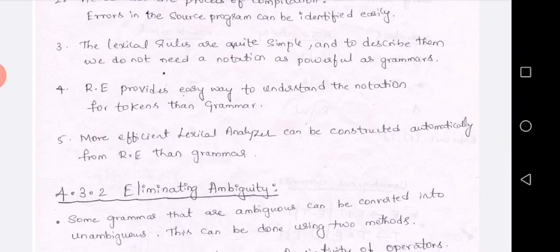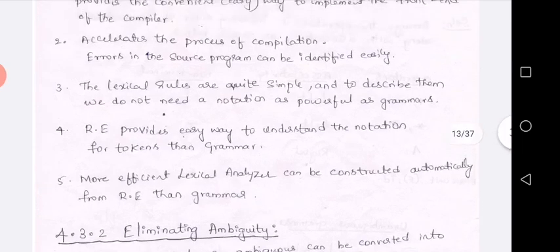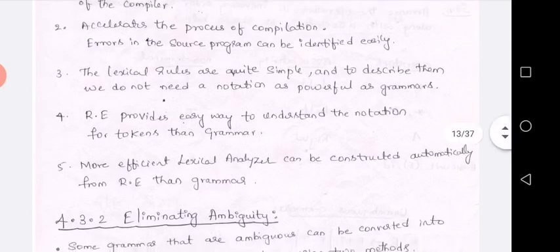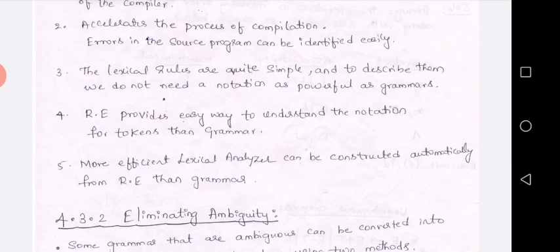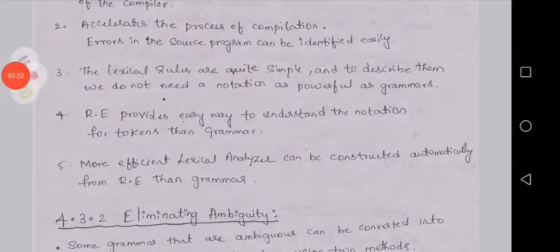Then a more efficient lexical analyzer can be constructed automatically from the regular expression than from grammars. Whatever complex grammar we want can be generated by using the regular expression. Obviously, whenever we have a regular expression, from that we can extract the grammar. In the previous class we discussed how to handle relational operators, identifiers, keywords, numbers, letters, digits and so on, and how we can extract the grammar from those particular regular expressions. This we already studied.